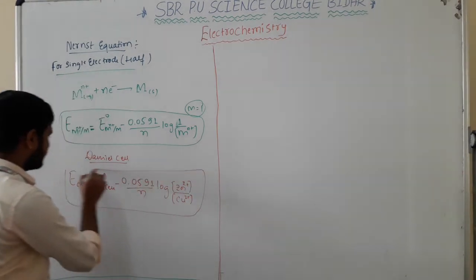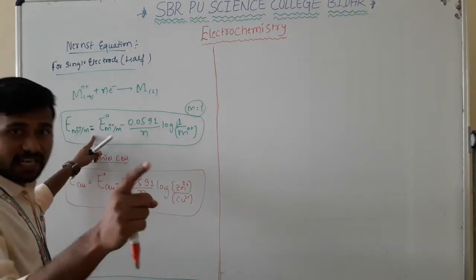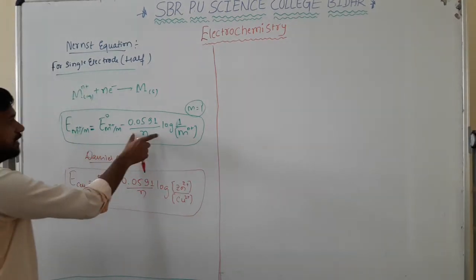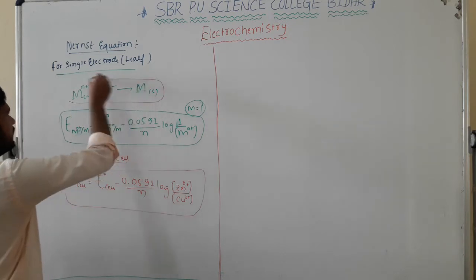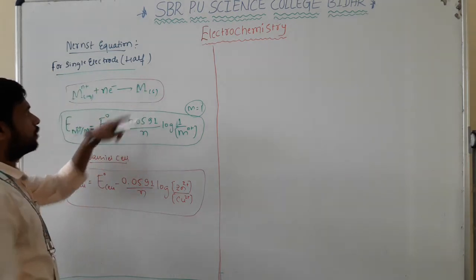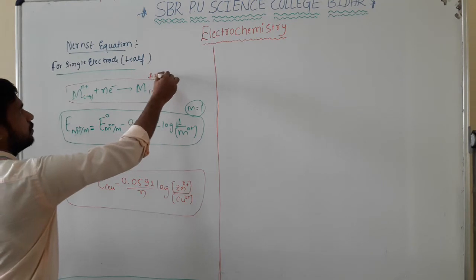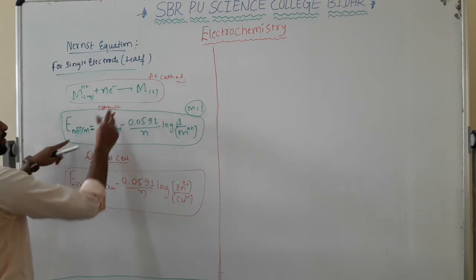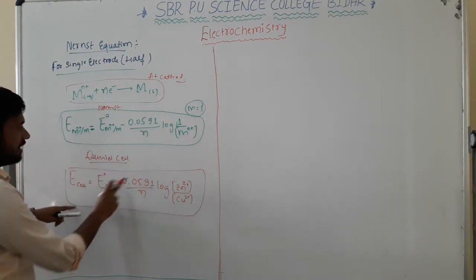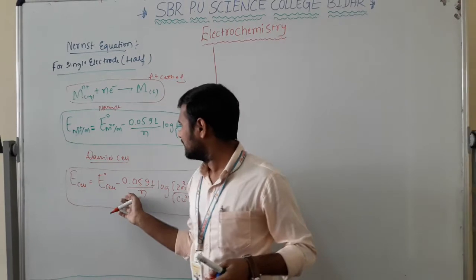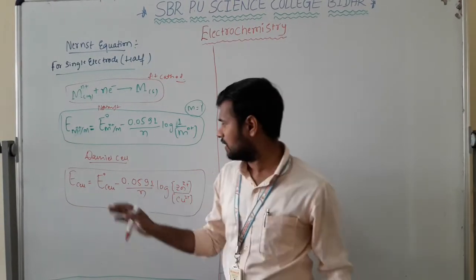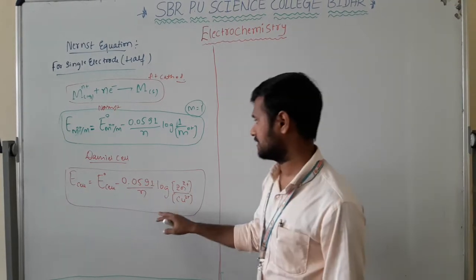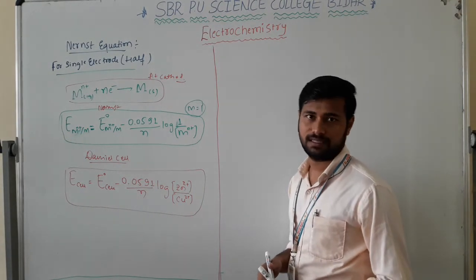If I write the Nernst equation for the single electrode potential, or one single half cell, the reaction is the reduction equation, since at the cathode this reaction happens. This is the Nernst equation for the half cell, and this is the Daniell cell. Sir, what is this Daniell cell? It has two half cells. Combining two half cells forms one complete cell. This is the Daniell cell, and this is a half cell.